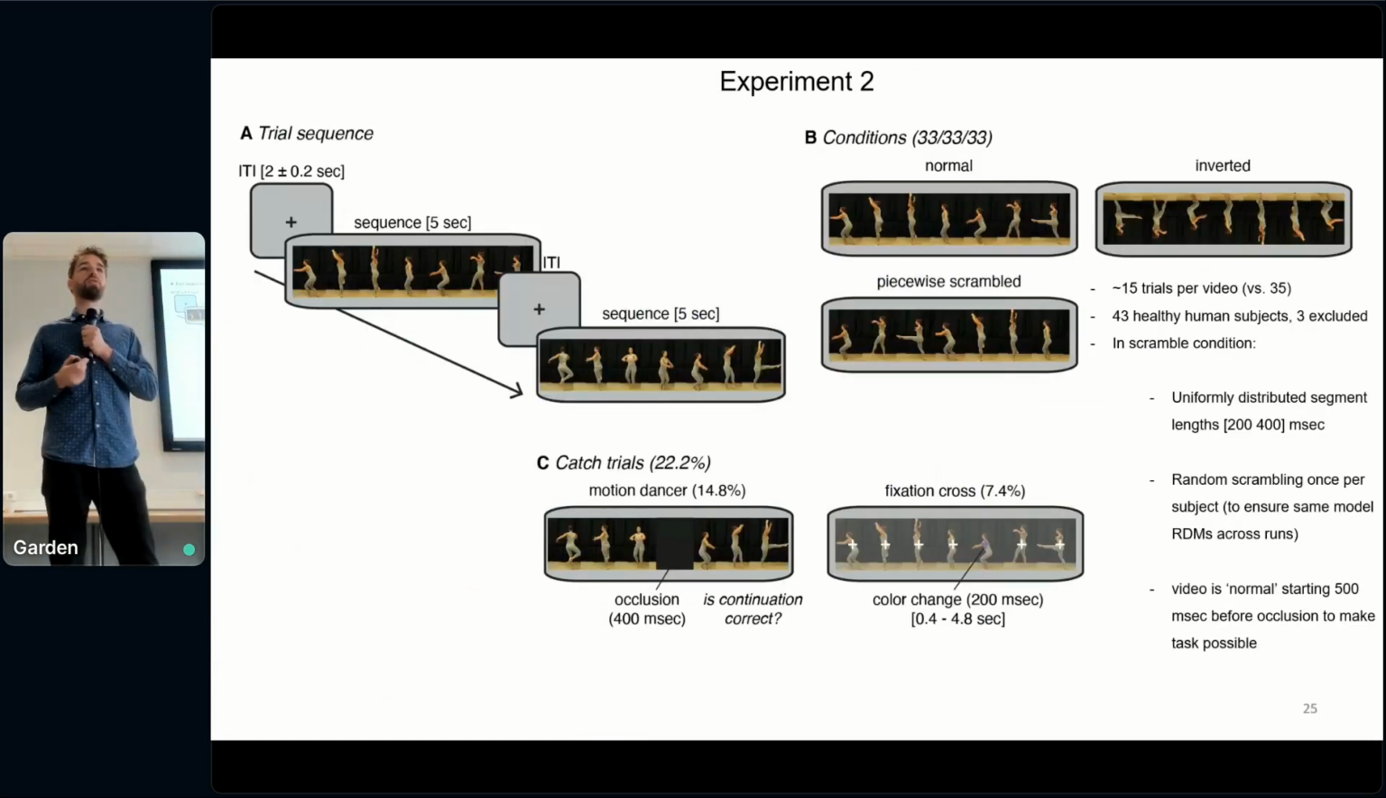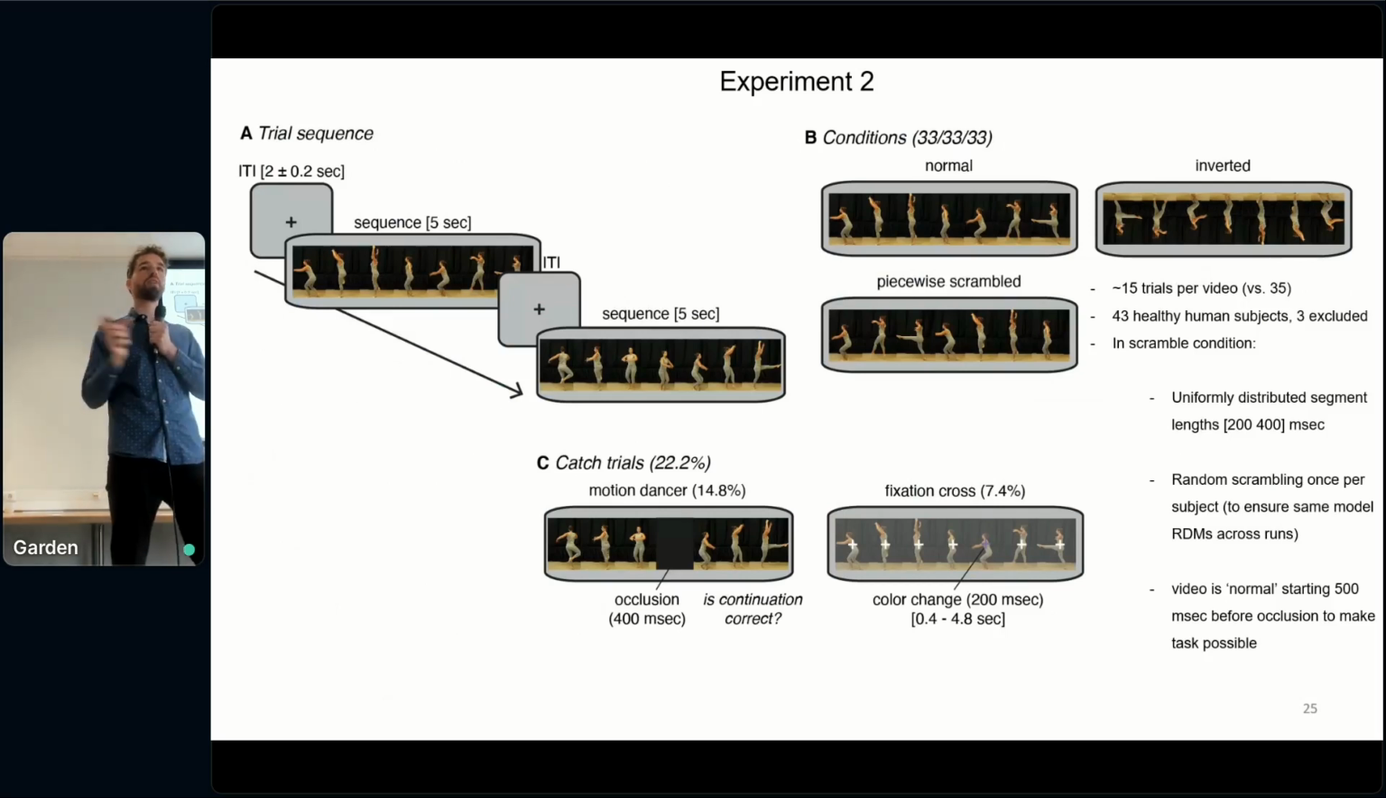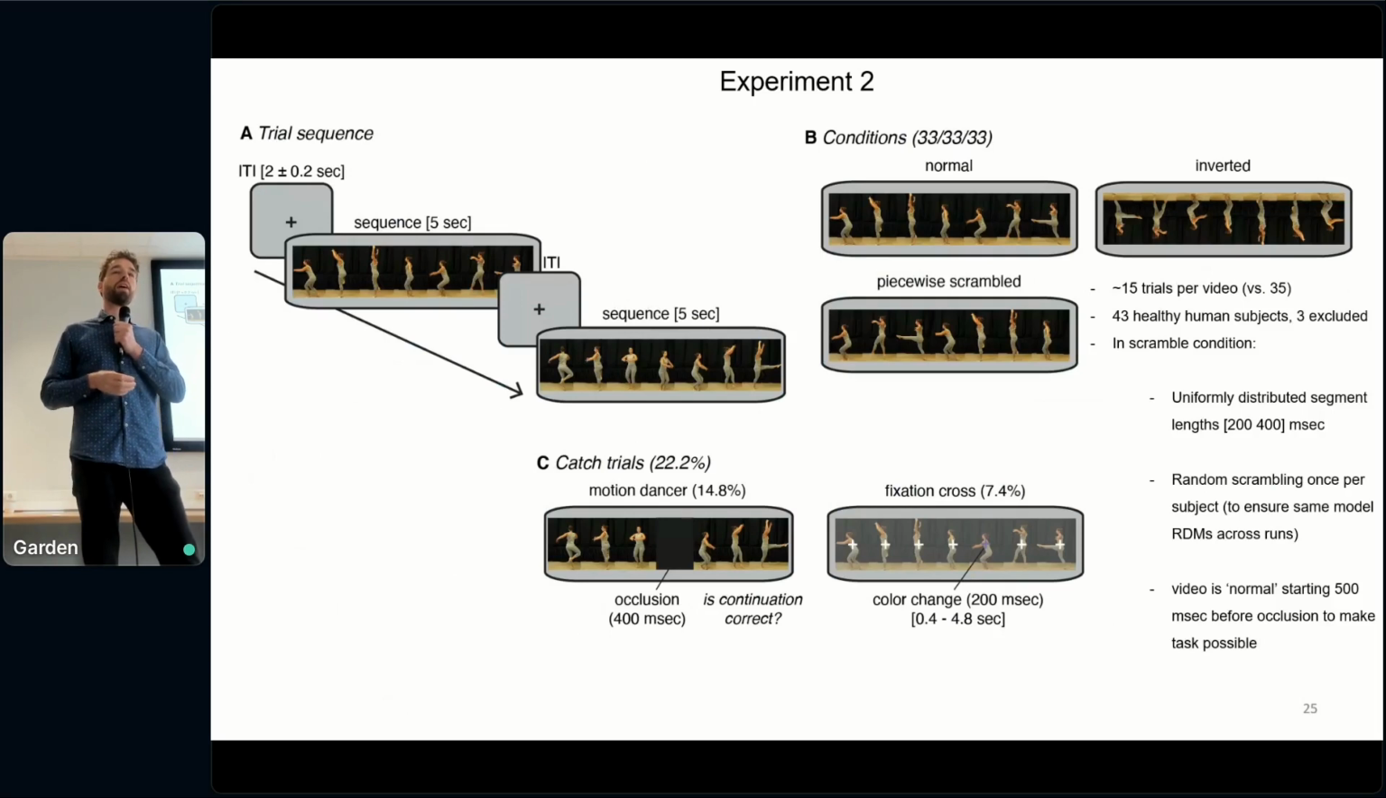So we actually created different conditions. We had the normal condition, then this piecewise scrambled condition. This really served more as a control condition to make sure that what we're finding is real and makes sense. Here we randomly scrambled these videos in pieces of between 200 and 400 milliseconds and showed those to the subject, with the idea that they won't be able to predict very far in advance. So our idea was that we would basically destroy the predictability of the stimuli.